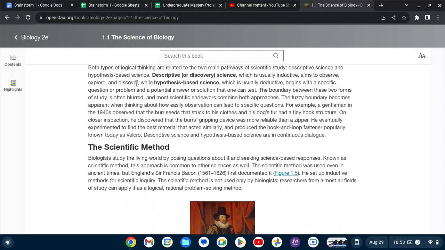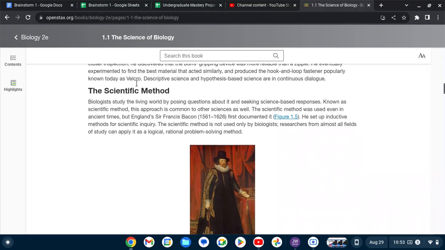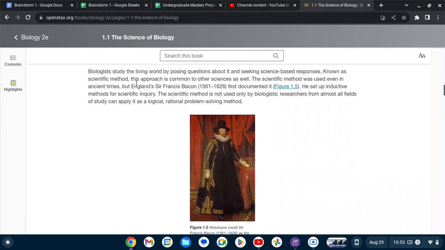For example, a gentleman in the 1940s observed that the burr seeds that stuck to his clothes and his dog's fur had a tiny hook structure. On closer inspection, he discovered that the burr's gripping device was more reliable than a zipper. He eventually experimented to find the best material that acted similarly and produced the hook and loop fastener popularly known today as Velcro.